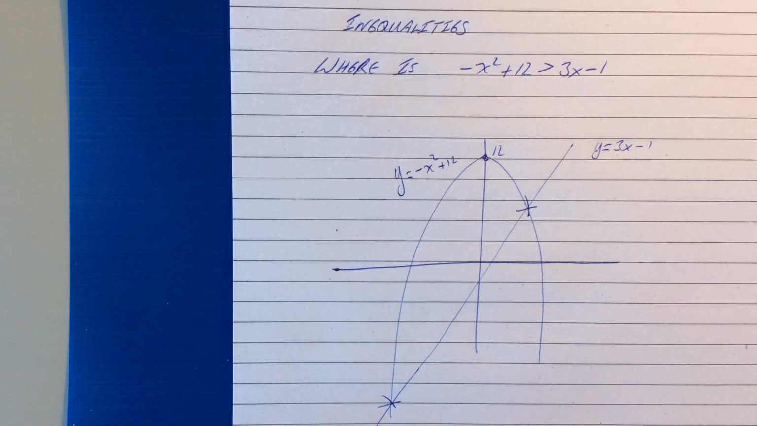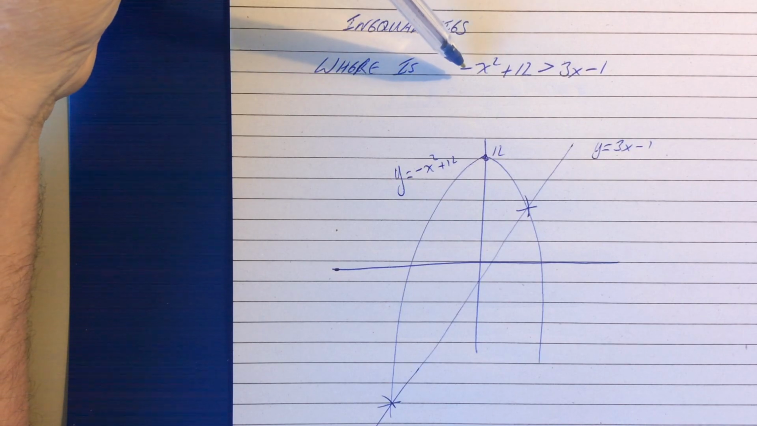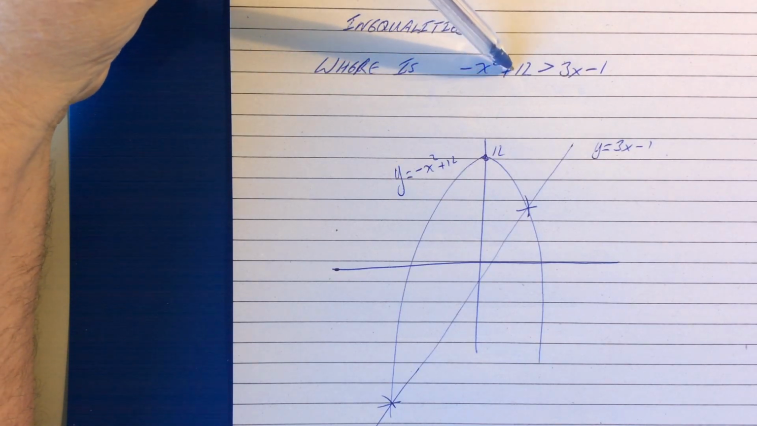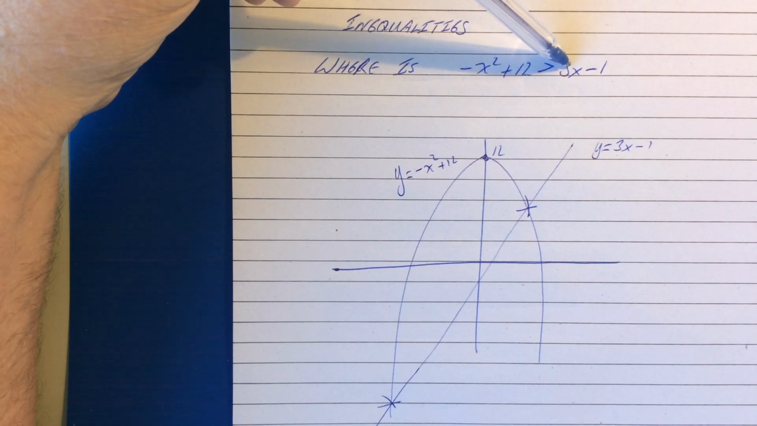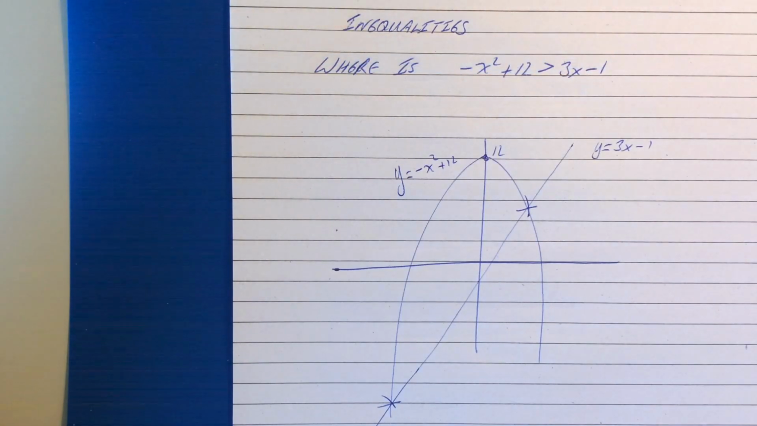Today we're looking at an inequality. We're trying to discover where the function negative x squared plus 12 is greater than the function 3x minus 1. And the technique that I use is probably not the technique that you'll see in textbooks. It's a slight variation on that.